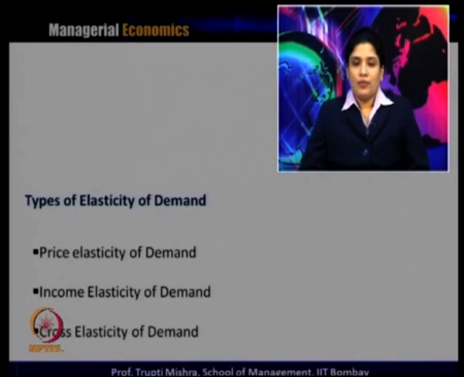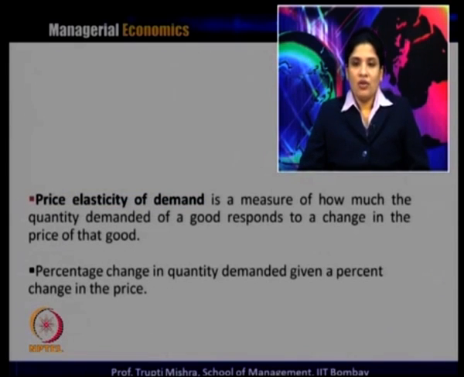There are three types of elasticity of demand. One is price elasticity of demand, the second is income elasticity of demand, and the third is cross price elasticity of demand. We will start our discussion with the first kind, that is price elasticity of demand. Price elasticity of demand is a measure of how much the quantity demanded of a good responds to a change in the price of that good.